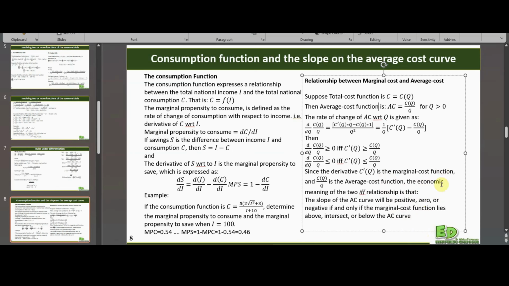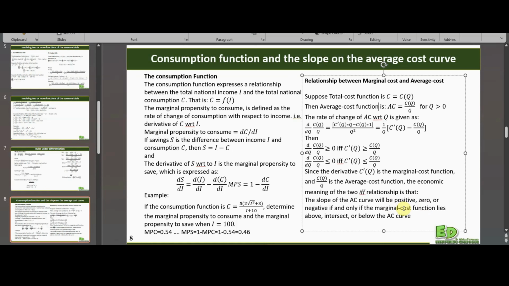Second, if the marginal cost function is less than the average cost function, then we would say the expression is less than 0, and that also means that the average cost function is falling. And the third option is that when the marginal cost function is equal to the average cost function, or MC equals AC, then we would say that at that point it is equal to 0, and that is the minimum or maximum point.